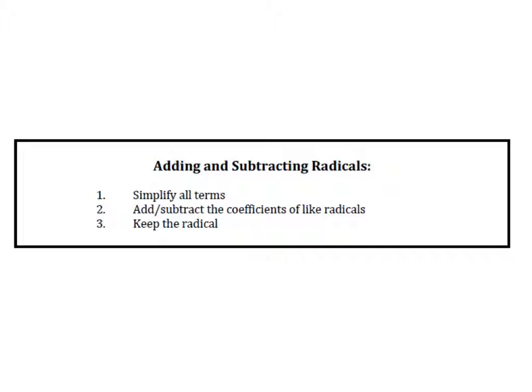So in order to add and subtract radicals, the first thing that you need to do is simplify all terms. Add and subtract only the coefficients of like radicals, and then you're going to keep the radical.